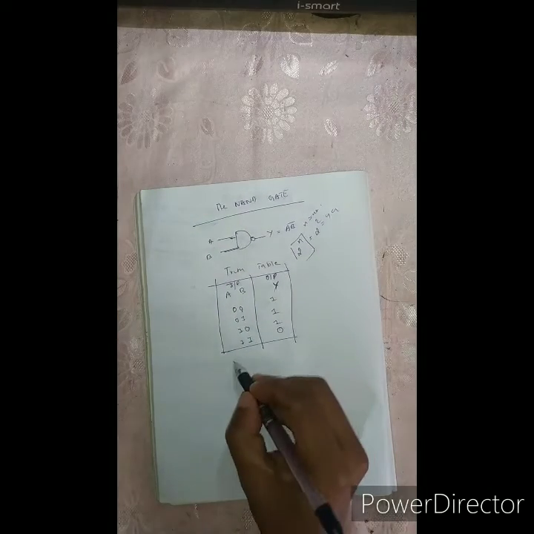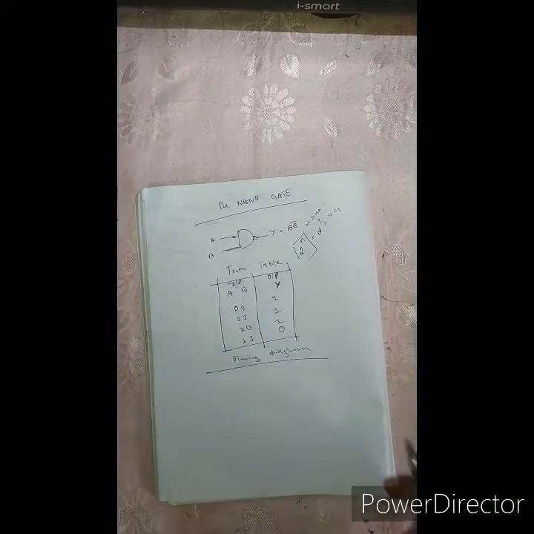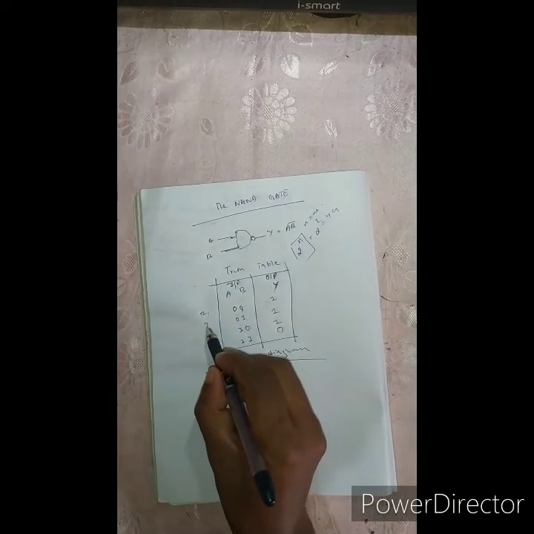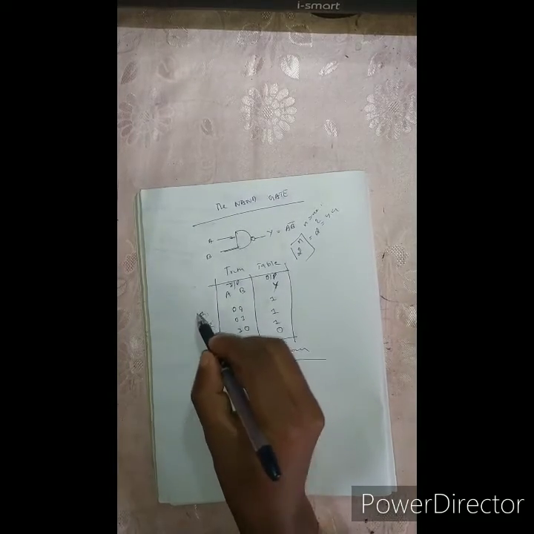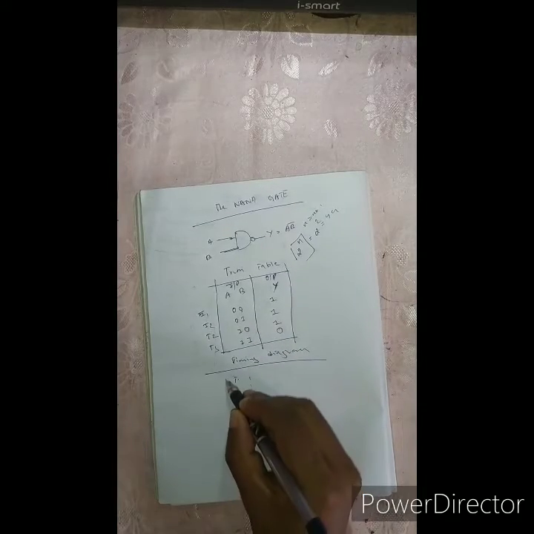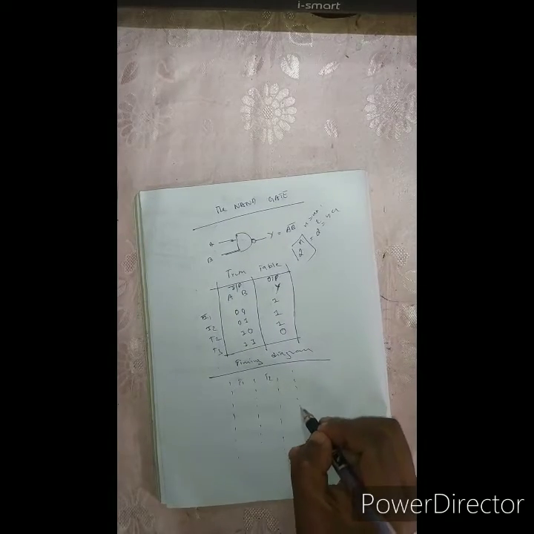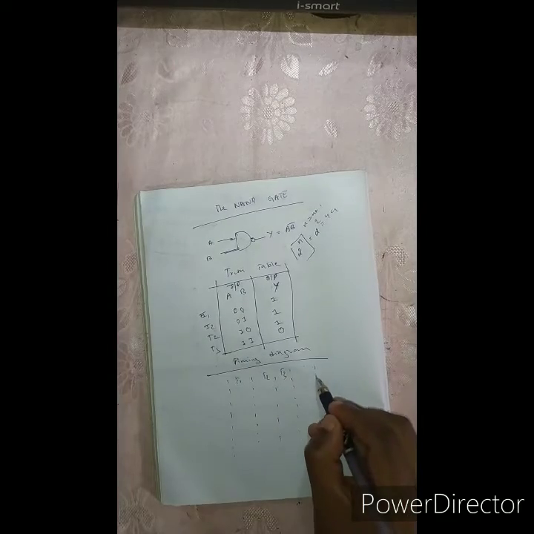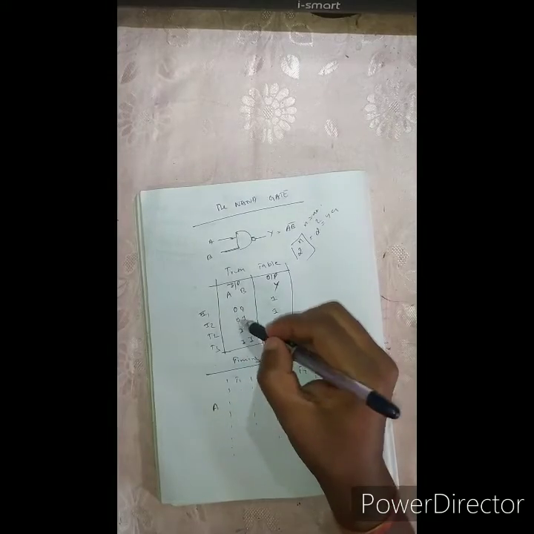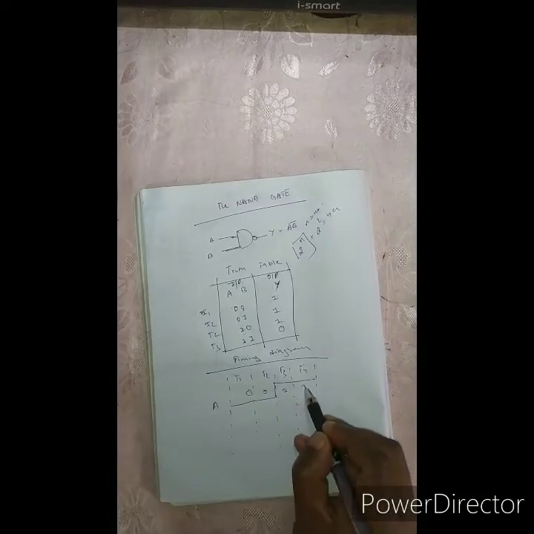Now let us see the timing diagram for the NAND gate. Let us consider the time periods as T1, T2, T3, and T4. So the timing diagram will be like this. For A it is 0 0 1 1, which is low low high high.